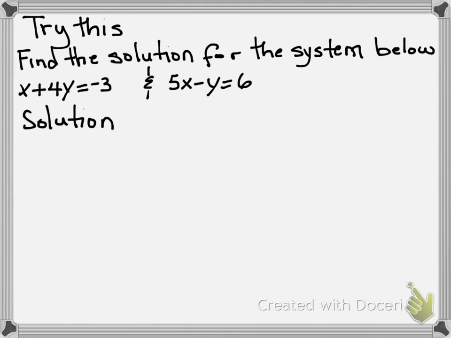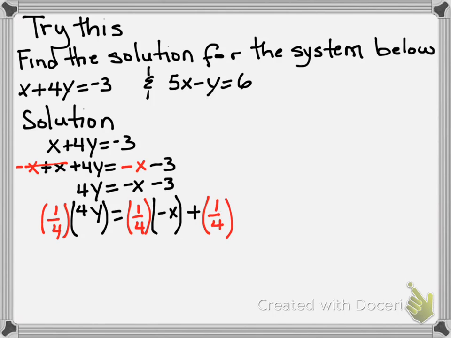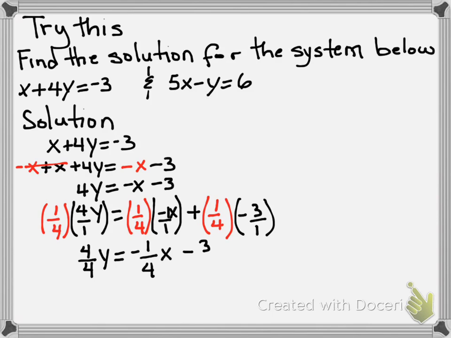Ladies and gentlemen, you need to isolate y in the first equation. So we start by doing the additive inverse of x and go from there, and we do the multiplicative inverse of 4 at this point, and we end up with this. So y equals negative 1 over 4 x minus 3 over 4. That is what y equals. This is y for the first equation.